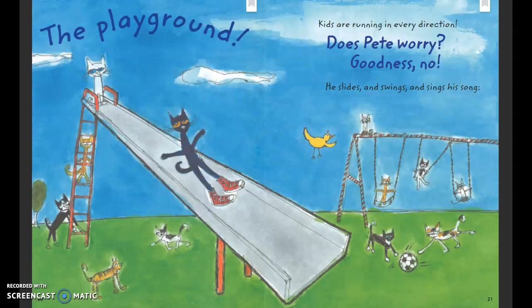The playground! Kids are running in every direction. Does Pete worry? Goodness, no. He slides and swings and sings his song.